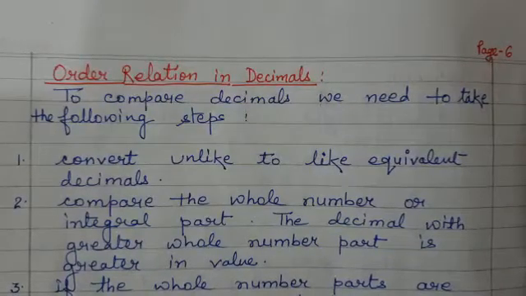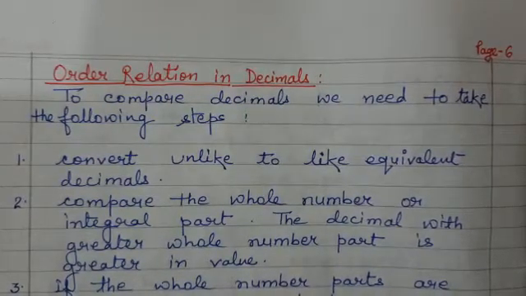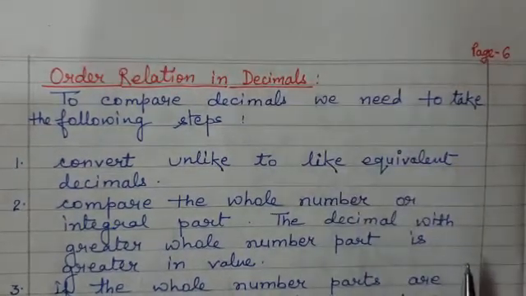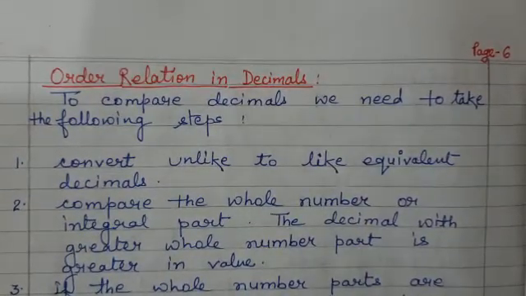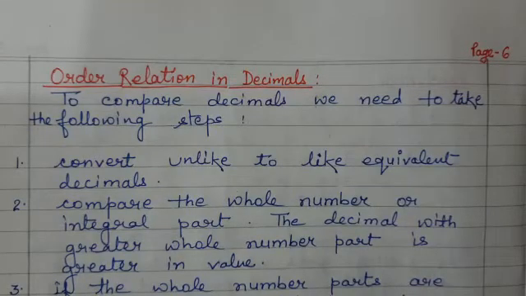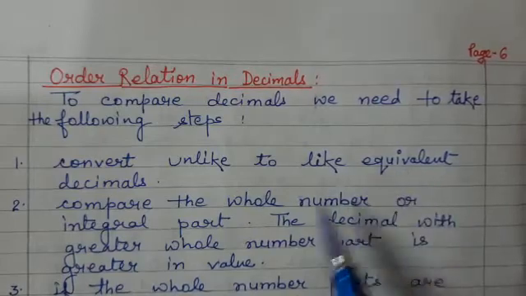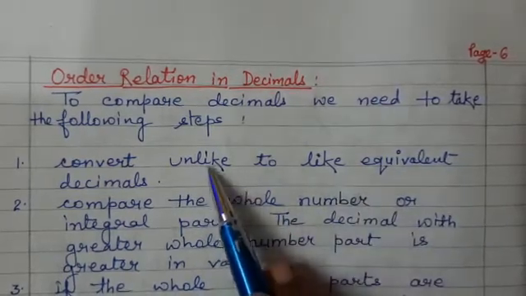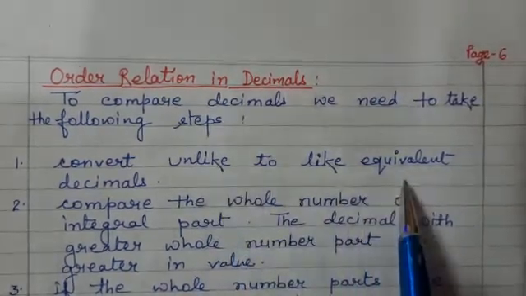This is the third video, and in this video we will discuss order relation in decimals. To compare decimals we need to follow the following steps. First of all, we have to convert unlike decimals to like decimals. This is the first step.